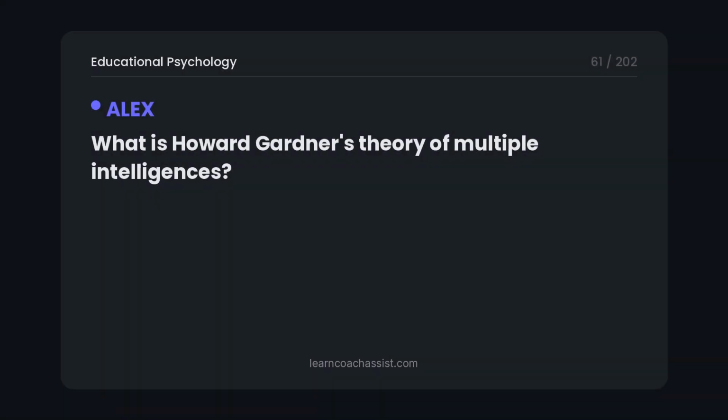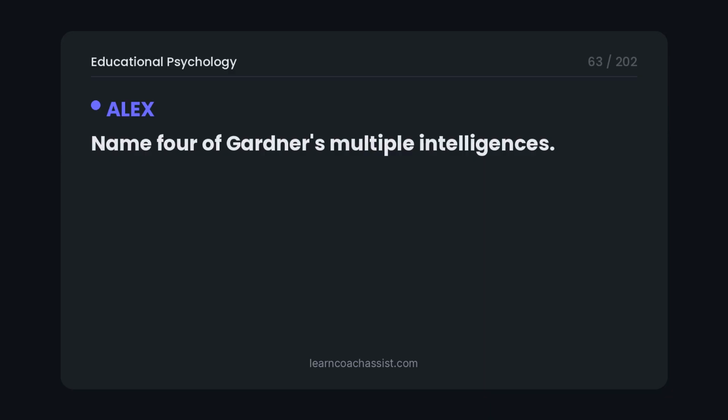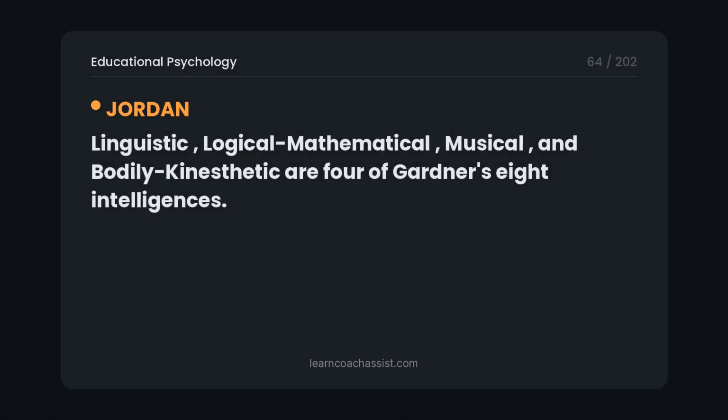What is Howard Gardner's theory of multiple intelligences? Gardner proposed that intelligence is not a single general ability but consists of at least 8 distinct intelligences, each representing different ways of processing information. Name 4 of Gardner's multiple intelligences. Linguistic, logical-mathematical, musical, and bodily-kinesthetic are 4 of Gardner's 8 intelligences.